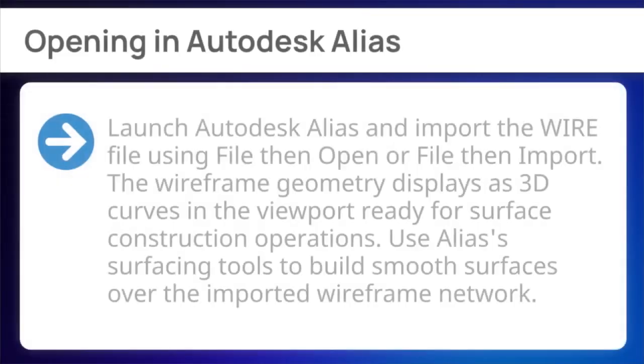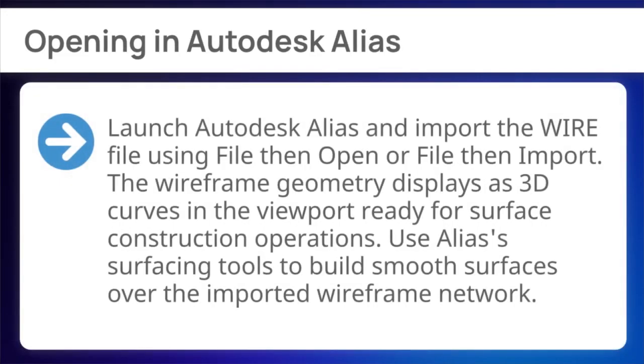First, opening in Autodesk Alias. Launch Autodesk Alias and import the wire file using File, then Open, or File, then Import. The wireframe geometry displays as 3D curves in the viewport, ready for surface construction operations. Use Alias's surfacing tools to build smooth surfaces over the imported wireframe network.